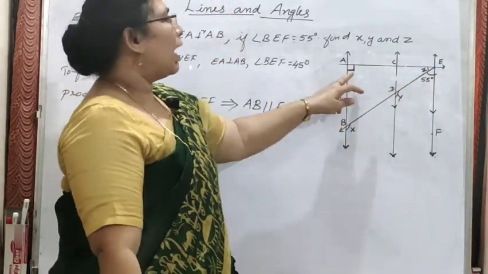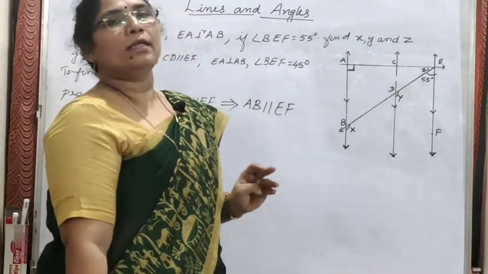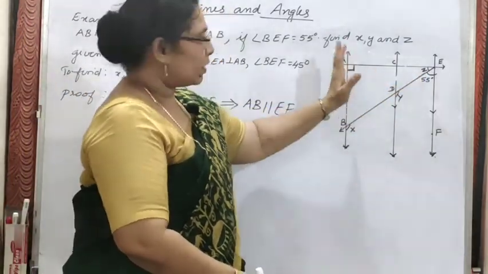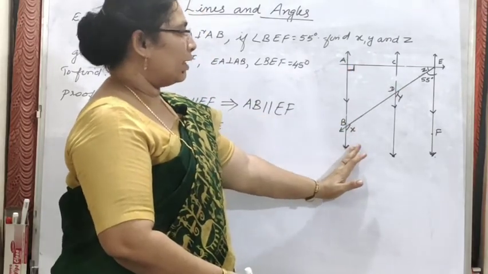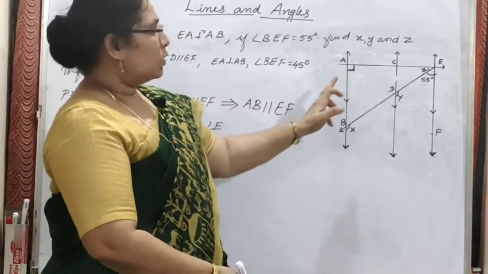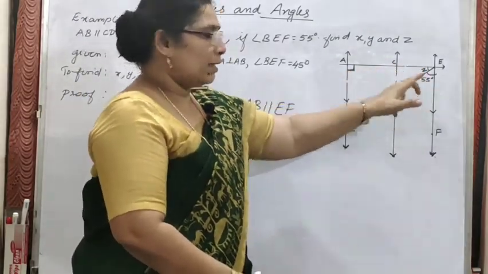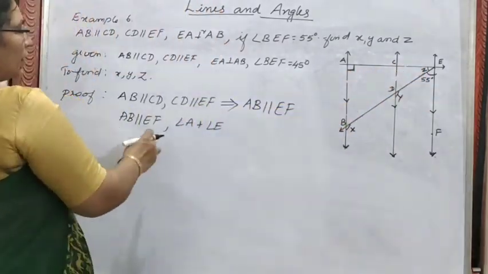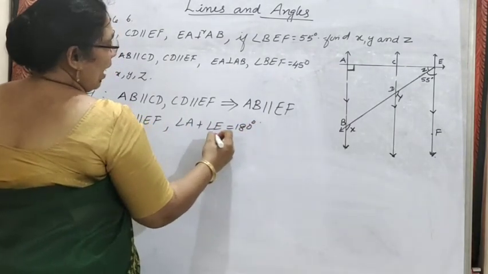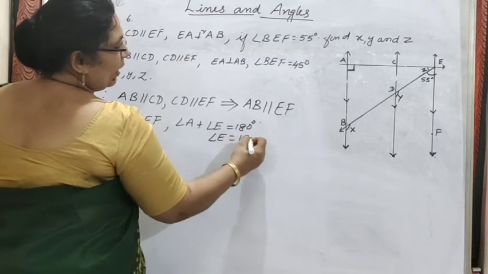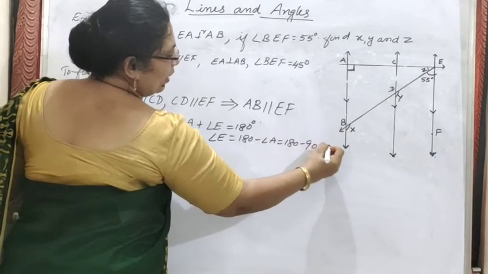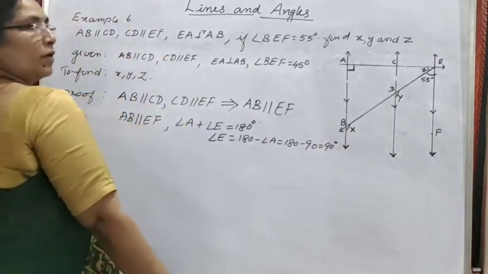Angle A is 90 degrees, angle E is also 90 degrees. What is the reason? Angle A and angle E are co-interior angles. The transversal is which one? AE. So we have parallel line AB and parallel line EF, and the transversal is AE. So angle A and angle E are co-interior angles and their sum is equal to 180 degrees. Therefore, angle E equals 180 minus angle A, that means 180 minus 90 equals 90 degrees, right?